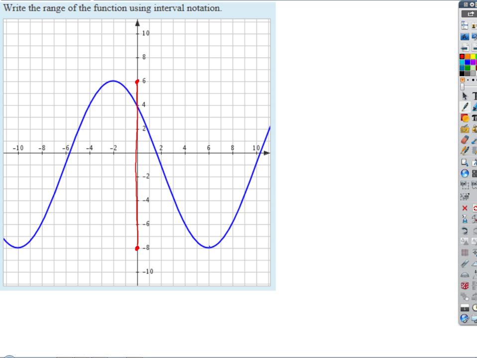All right. So anyway, we're going to put this in as solid brackets, just going from -8 up to +6, right? Okay. What about this?